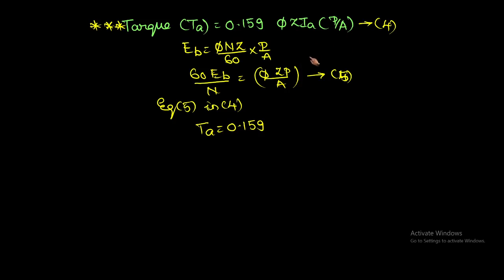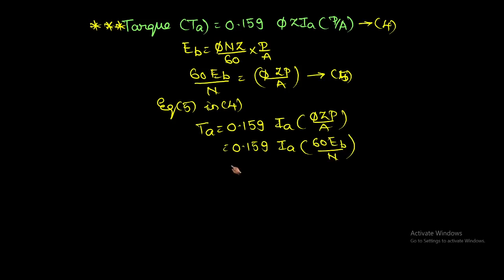Instead of that, we can write it as: Ia will be there only, and instead of phi Z P by A, what can we write? 0.159 into Ia into phi Z P by A. Instead of that, you can write 60 into EB by N.